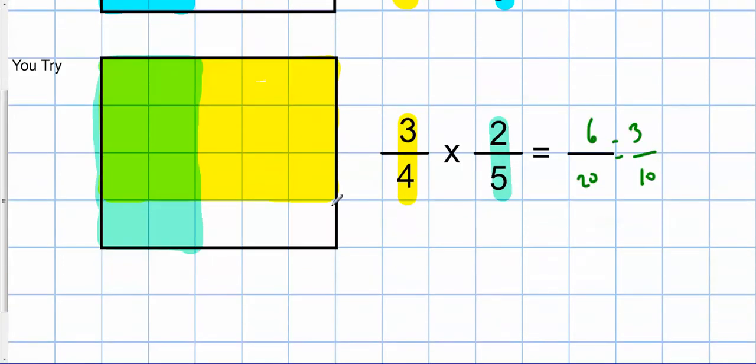Welcome back again. I shaded 3 of the 4 rows yellow. I shaded 2 of the 5 columns blue. And so there's 2, 4, 6 out of the 20 are green. So 6/20ths are green. And then I simplify that to be 3/10. So hopefully you came up with the same answer I did.